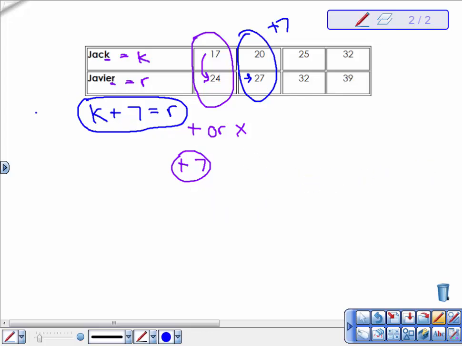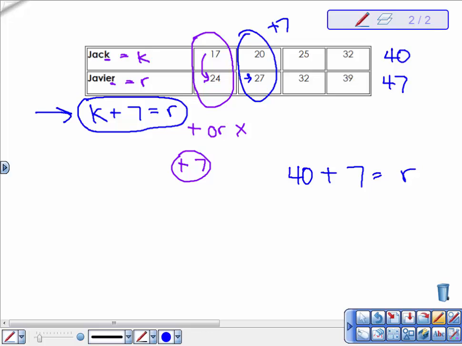Now, I want to use this rule. I want to use this mathematical expression. And remember, an expression is a fancy way of saying math problem. I want to use it to extend my table and figure out something else. So we'll use 40 again. If I say K plus 7 equals R, and Jack, which is K, has 40 cards, I'll erase the K and put 40 in. Whatever 40 plus 7 is will give me the number that Javier has. Well, that's pretty easy. 40 plus 7 is 47. So Javier is obviously going to have 47 cards.